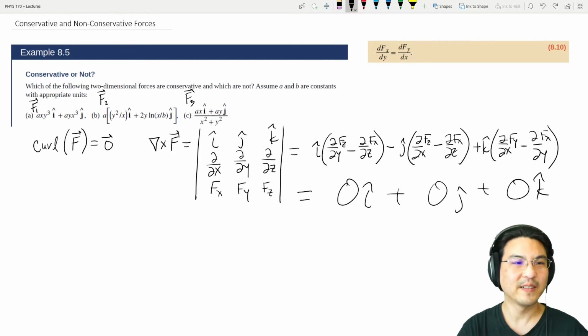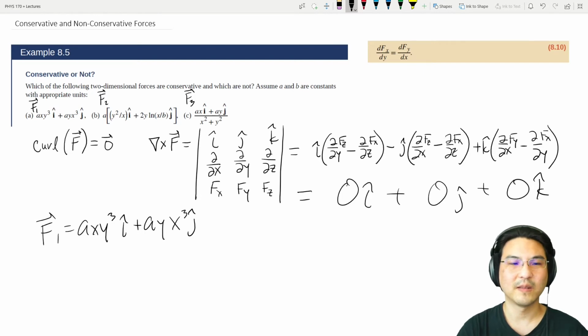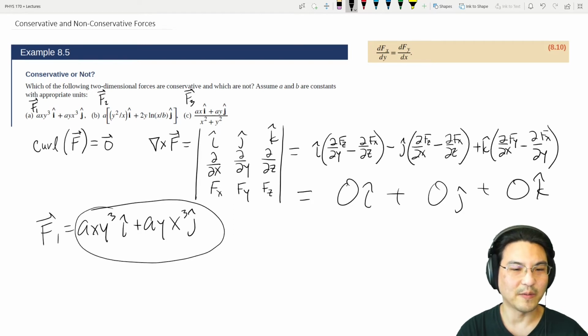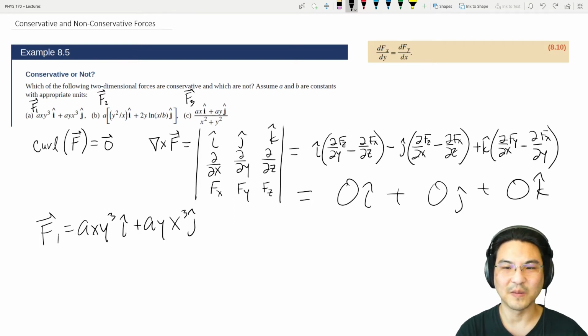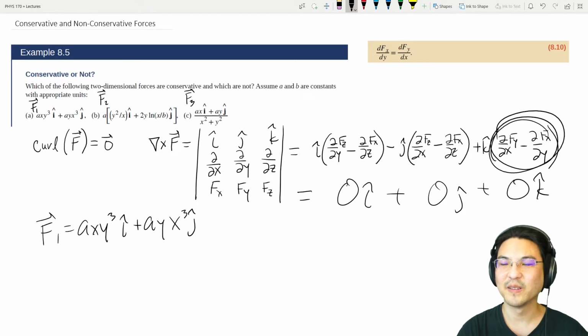Let's try it. So given this force, a x y cubed i plus a y x cubed j. If we do this curl, there is no z variable anywhere. So indeed, this is gone and this is gone. So really, we're just checking this one right here.